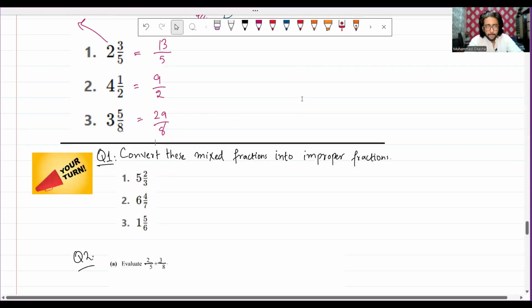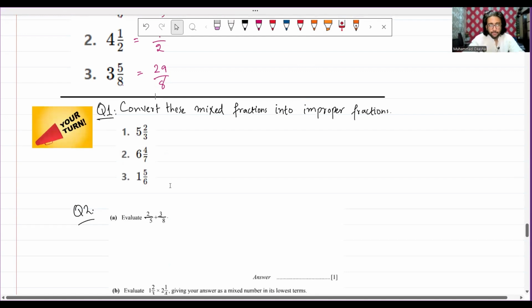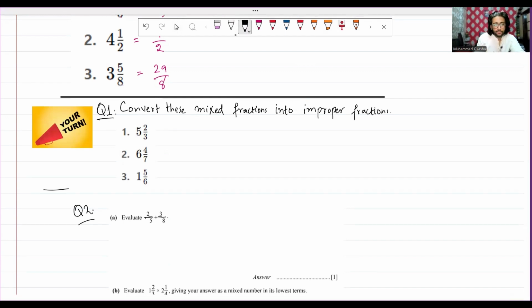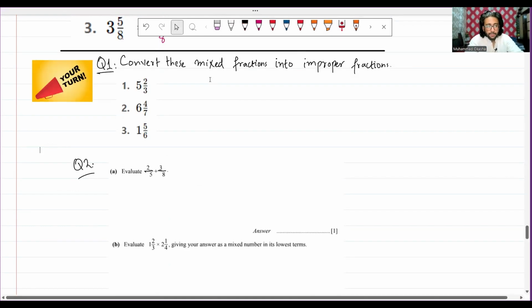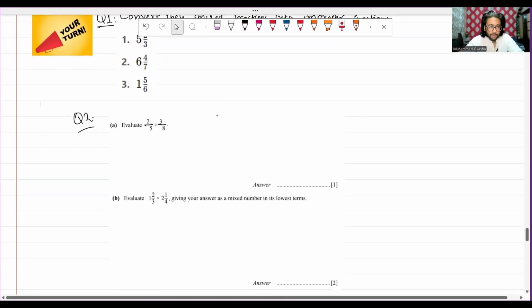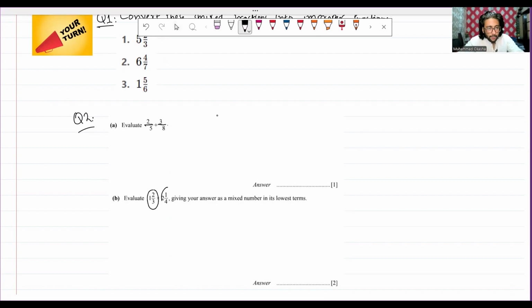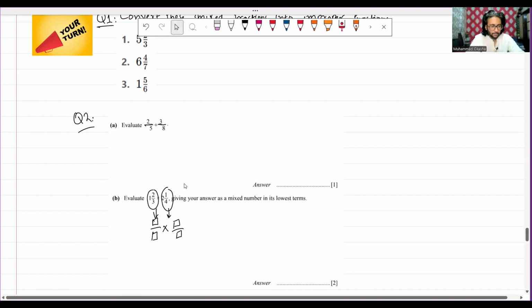All right, let's see. I will let you do this one. Convert the following into improper fractions. Give it a shot. Question 1 and question 2. And also do this. So you have mixed fractions over here. Convert these mixed fractions into improper fractions first and then do the multiplication. So you'll be left with the top and the bottom. Multiply the tops, multiply the bottoms, and you will get your answer. And so we've seen how multiplication works.